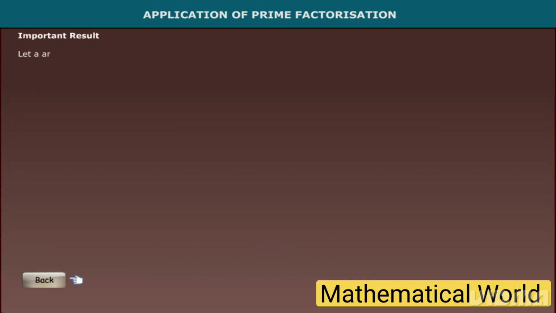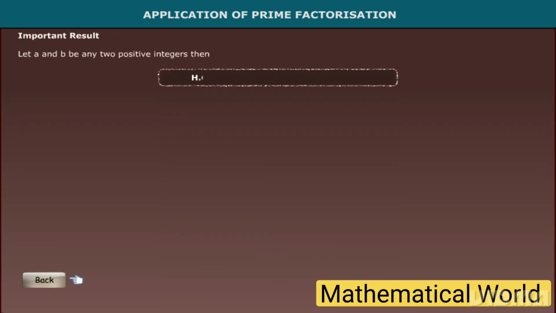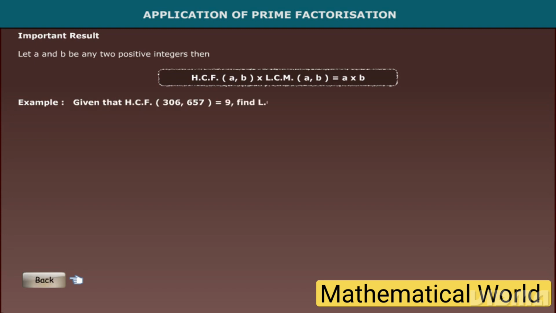Important result. Let A and B be any two positive integers, then HCF of A, B into LCM of A, B is equal to A into B. Here is an example to understand this fact. Example. Given that HCF of 306 and 657 is equal to 9, find the LCM of 306 and 657.